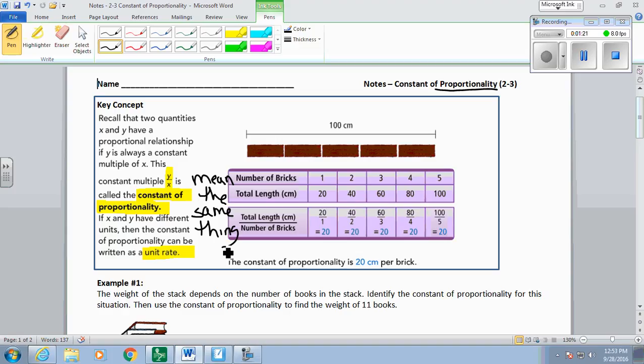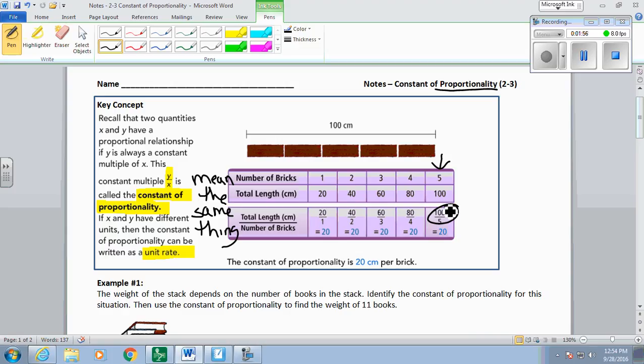So if we're looking here, there are 5 bricks, and they're showing that the total length of the 5 bricks is 100 centimeters, which they're showing us right here in this chart. What they have now done is shown us that if you take the total length in centimeters and divide it by the number of bricks, you're going to get a ratio of 20 to 1. So when you take 100 divided by 5, that gives you 20.